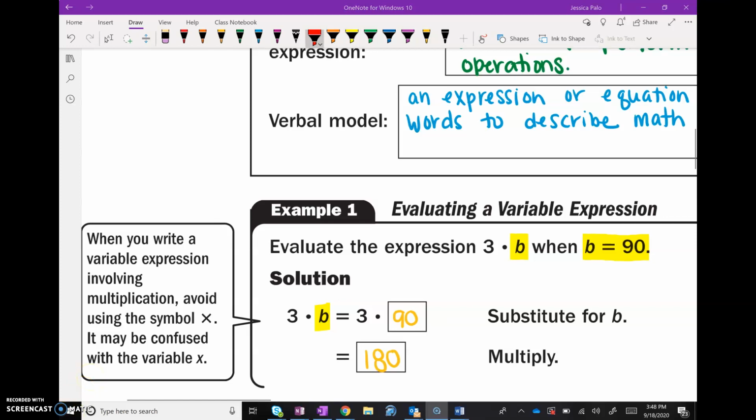Now that you are in pre-algebra, it's important to remember to avoid using the symbol x to represent multiplication. It may be confused with a variable, so we now use the dot or parentheses to represent multiplication.